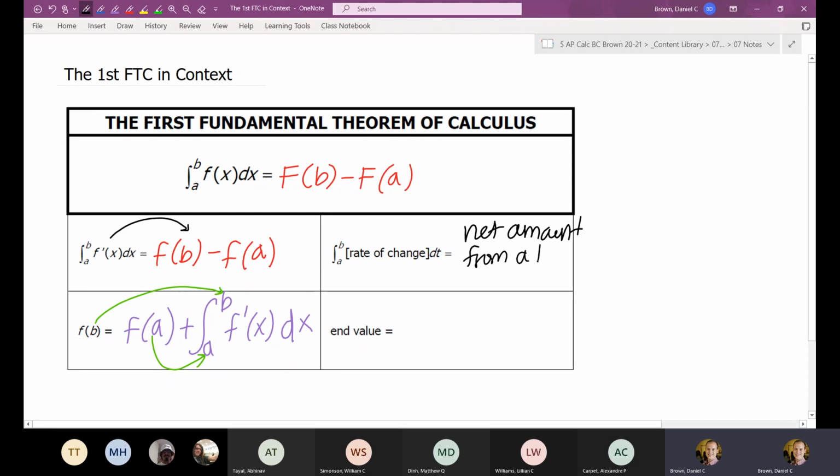from a to b. So again, we know that the integral of a rate is going to give us an amount, and I'm going to use the phrase net amount in case it's above and below the x-axis. I can rearrange it as well, and this is the rearranged first FTC in words. So instead of saying f of b is equal to, I'm going to say the end value is equal to. F of a is like the initial condition. I'm going to call it the start value.